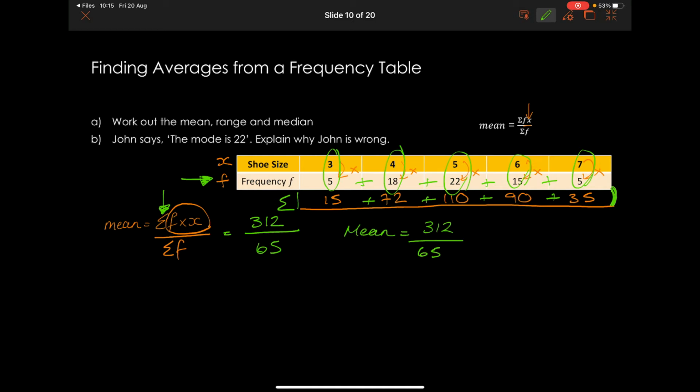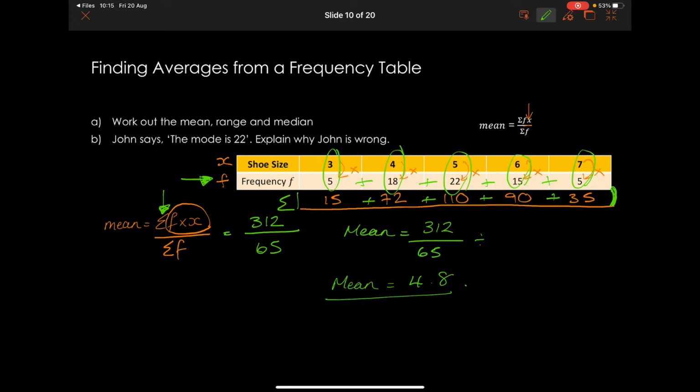Okay? So that's all I need to do. Over means divide. So the mean equals 312 divided by 65, which gives me 4.8. And we have worked out the mean.